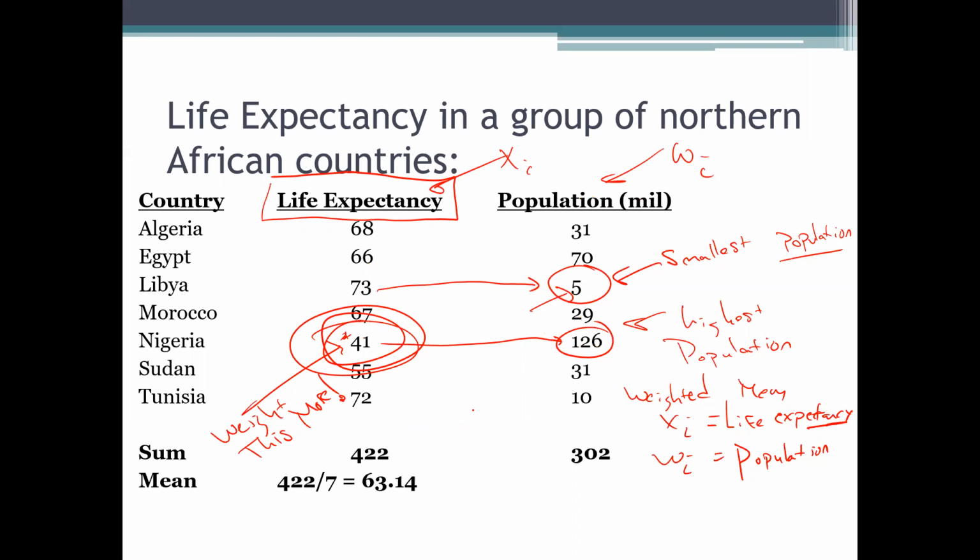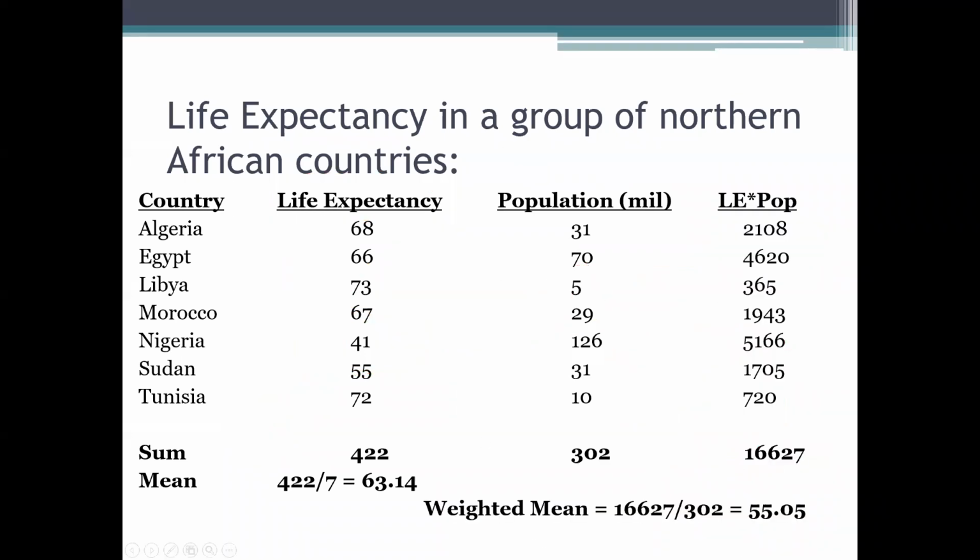So how we'll do this, I'm going to go to the next slide and walk you through it. Here's my x sub i variable. Here's my w sub i variable. So the weighted mean is equal to the sum of each x variable times its corresponding weight, divided by the sum of the weights. So what you're going to do is take each x value and multiply it by its weighting variable. So like 68 times 31 gets me 2108.